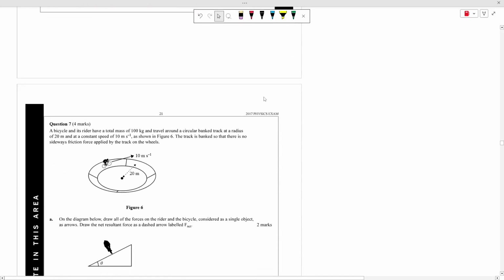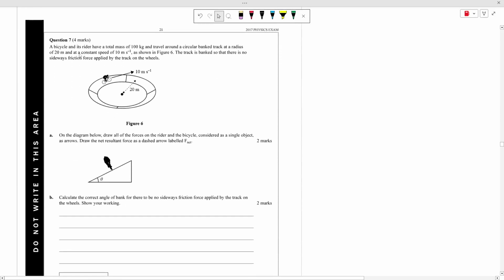All right, let's move on. Question 7. A bicycle and its rider have a total mass of 100 kilograms and travel around a circular banked track at a radius of 20 meters and a constant speed of 10 meters per second, as shown in figure 6. The track is banked so that there is no sideways friction applied by the track on the wheels. That's very important, so I'm going to highlight that.